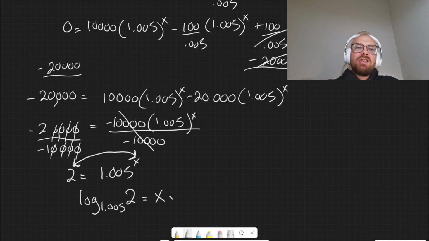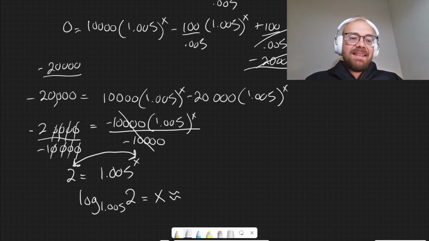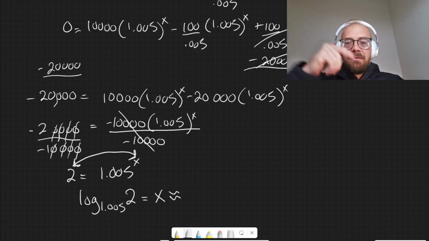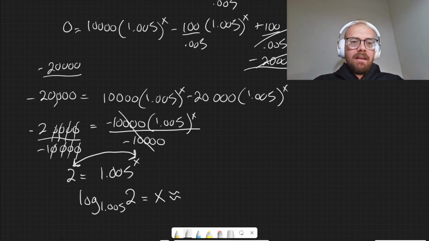And then I just need to plug it in. If you have a calculator that does not do log bases other than 10 and e, that's fine. You can just use a log or an ln. I usually use log, but I'm going to switch it up and use ln. So as I'm typing it into the calculator, I'm going to need to do ln of 2, close the parentheses on the 2, and then divide, and then ln of 1.005.